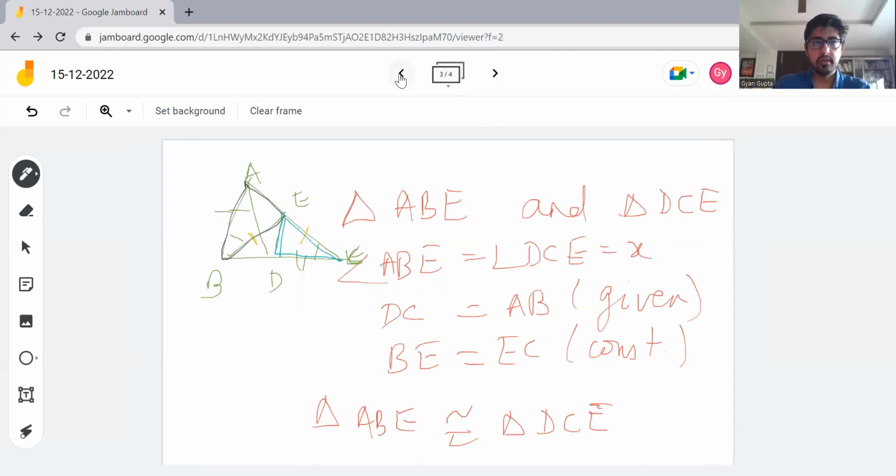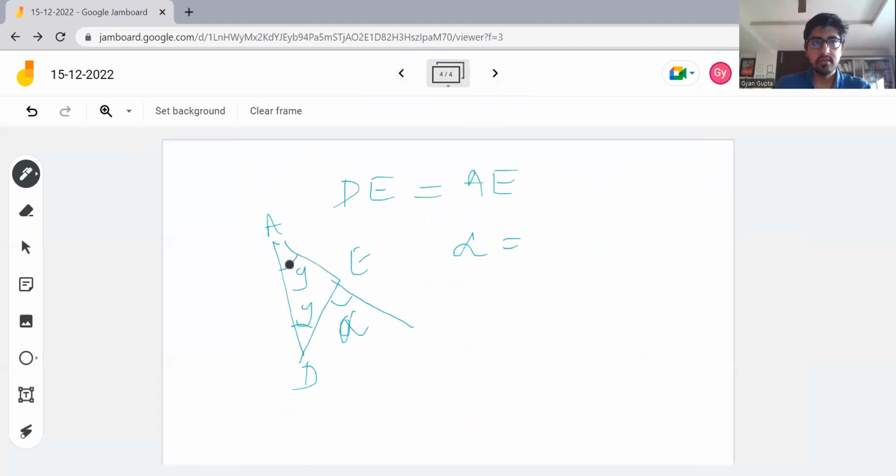So I'm going to highlight this angle as y. And since this is y, alpha is equal to the sum of two interior angles, y plus y, which is 2y. All right. Now, what is this alpha?